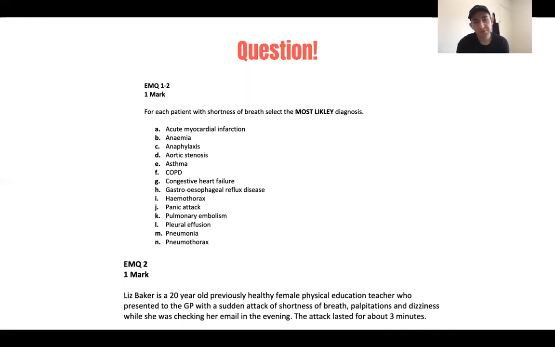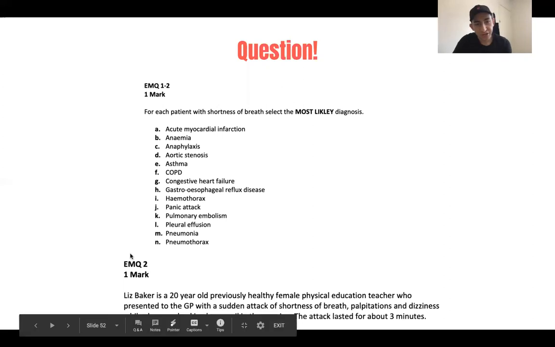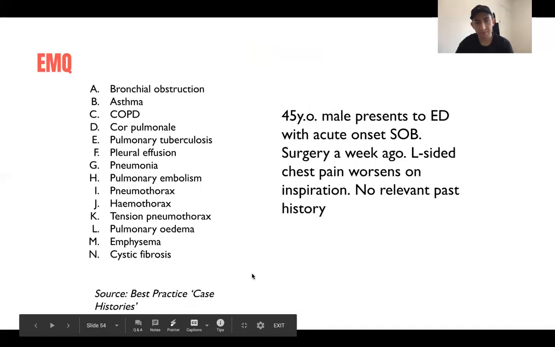Most people have said J, and a few people have said E as well. So the answer is J. This is a very typical panic attack. The reason it's not asthma is that although you might have shortness of breath with asthma, you would not have palpitations, you would not have dizziness, and you'd have more stuff like a wheeze. It's very unlikely that an asthma attack would be brought on while someone's checking their emails as well.